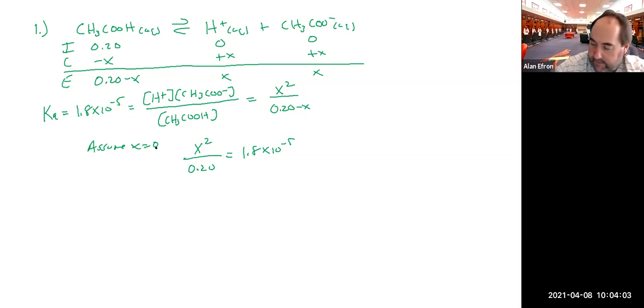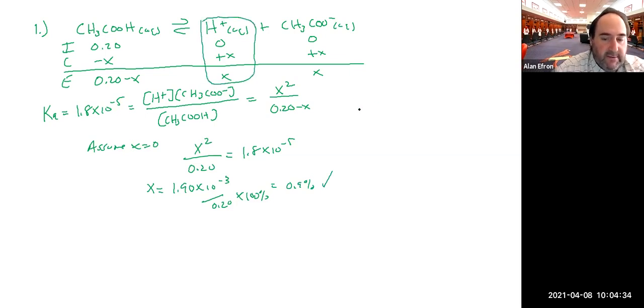It looks like we end up with an x value of, we'll call it, 1.90 times 10 to the minus 3. We do want to check it, so we'll divide that by 0.2 and multiply by 100, and I think it's about 0.9%, so our check is good. That x, like we've been doing before, equals the H plus concentration, which is what we need to calculate the pH. So our pH would be minus the log of 1.9 times 10 to the minus 3, which gives us an opening pH of 2.72. Any questions on any part of that calculation?